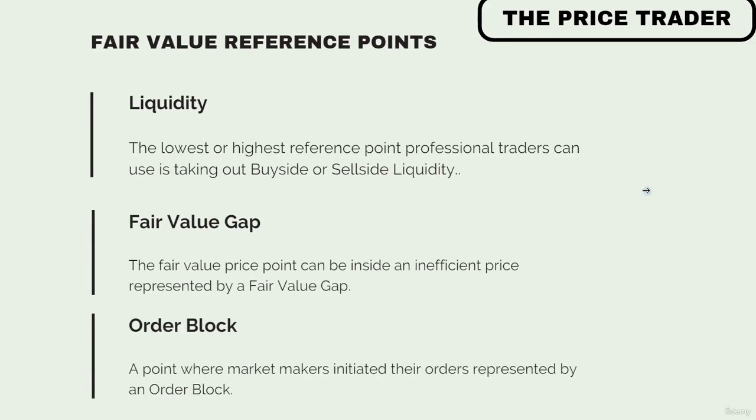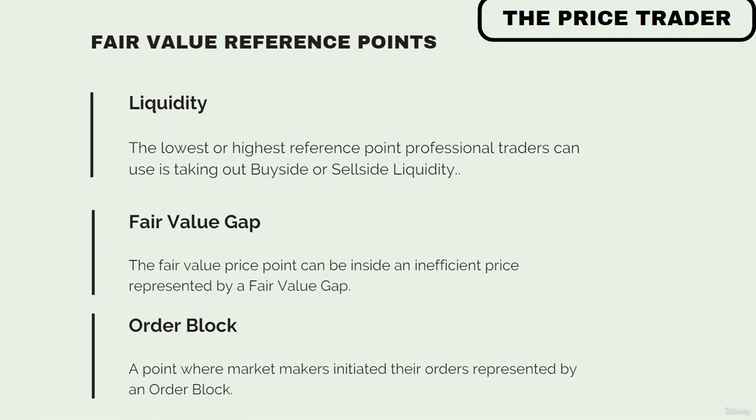So there are three fair value reference points that we're going to be using in this course. Number one is liquidity, and liquidity is essentially the lowest or highest reference point that professional traders can use when the market either takes out buy side or sell side liquidity. We're actually going to be looking more deeply into what liquidity is and what buy side or sell side liquidity is all about. Number two is the fair value gap. A fair value gap is just a fair value price point that is inside an inefficiently traded price, represented by a fair value gap.